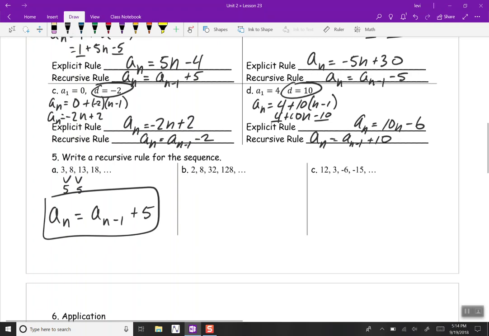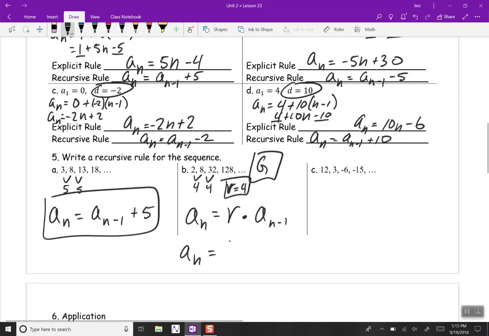Actually, we're not adding, we're multiplying by 4 here. And just so that we can do this, this is a geometric sequence. Geometric sequences, the general rule is a sub n equals our common ratio r, which is what that number is. This is r equals 4. When we multiply, we call it a common ratio. R times a sub n minus 1, so it's real similar. So that's just a sub n equals 4 times a sub n minus 1.